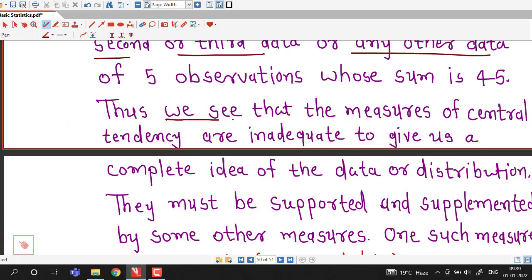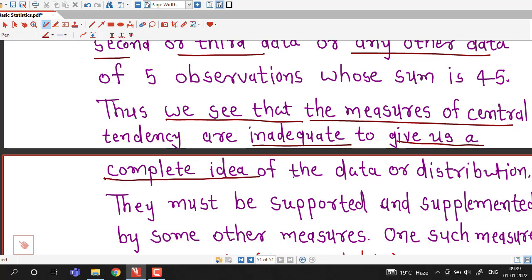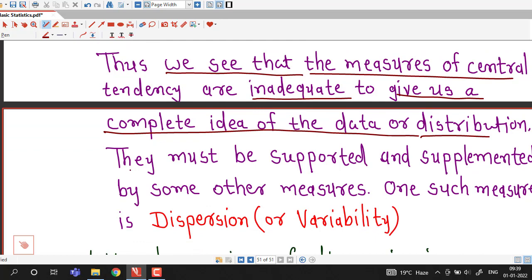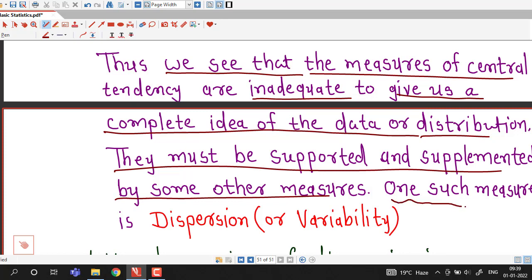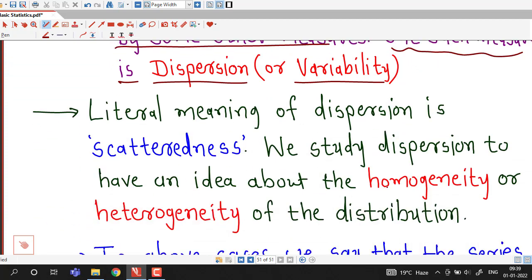So we see that the measures of central tendency are inadequate. They are not enough to give us a complete idea of the data or distribution. Therefore, they must be supported and supplemented by some other measures. One such measure is dispersion or variability, or another word is scatteredness. The literal meaning of dispersion is scatteredness.